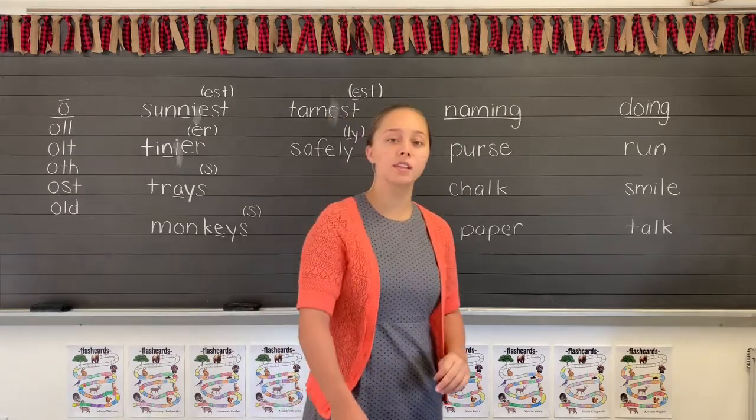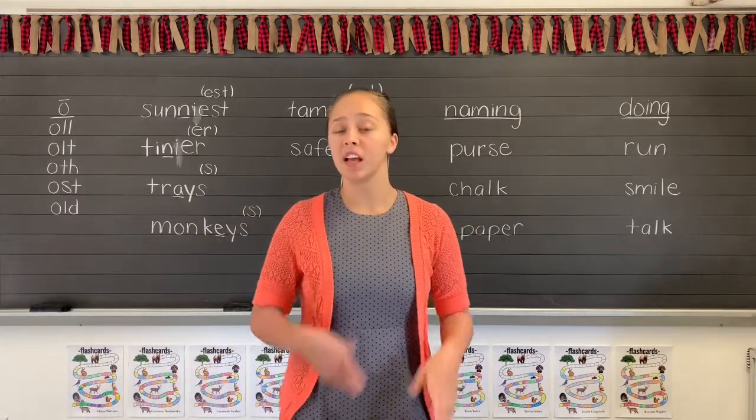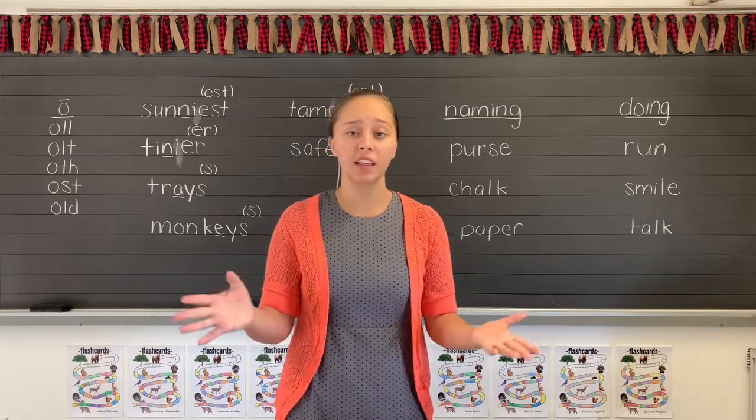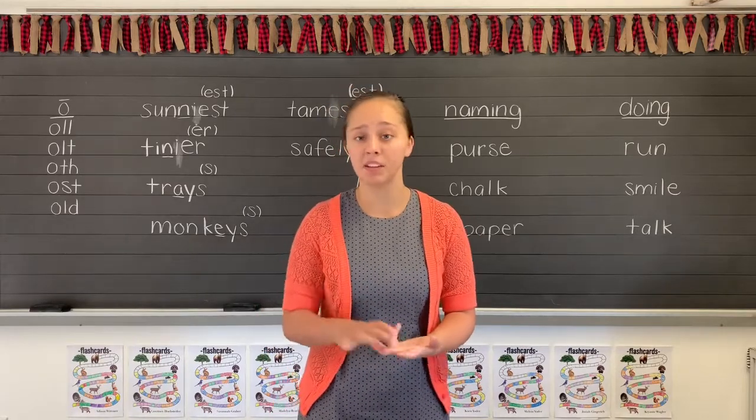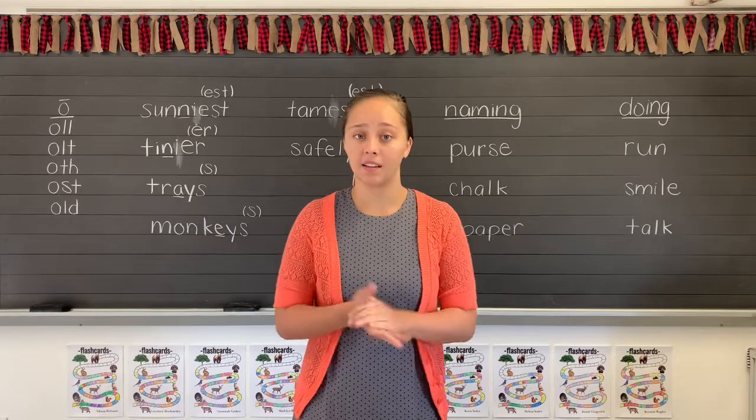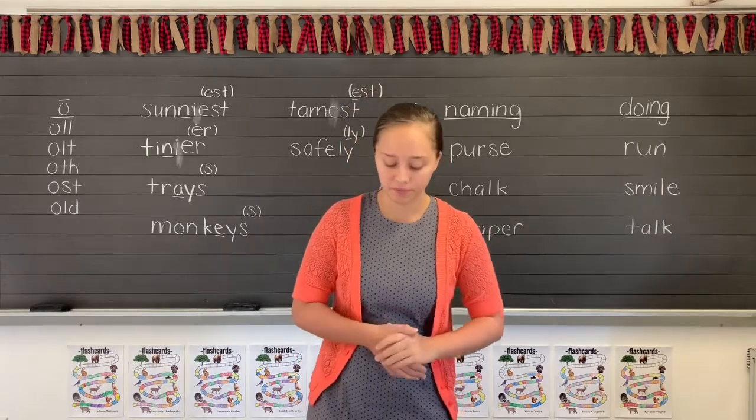All of those words in the top box are naming words. It's things you can touch or see. It can be anything. Desk, pencil, anything. Anything you can touch or see.